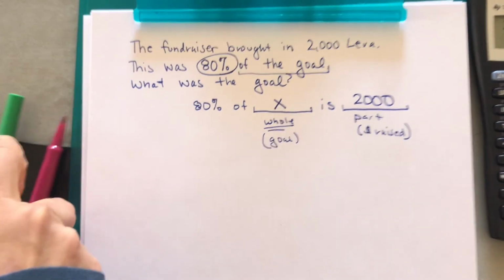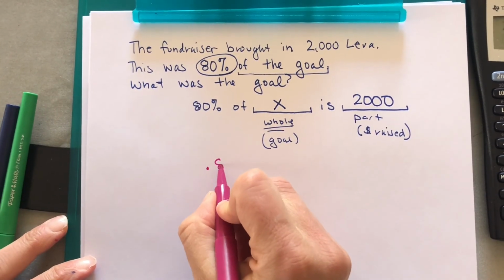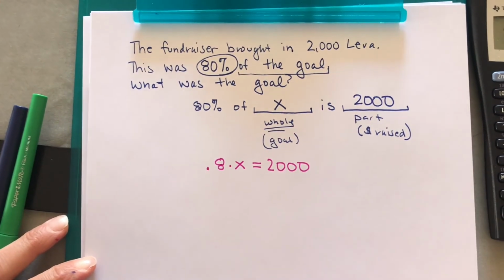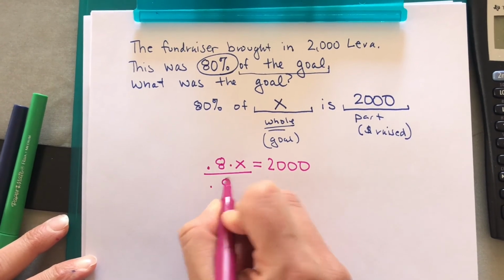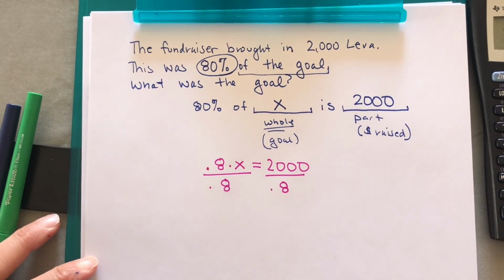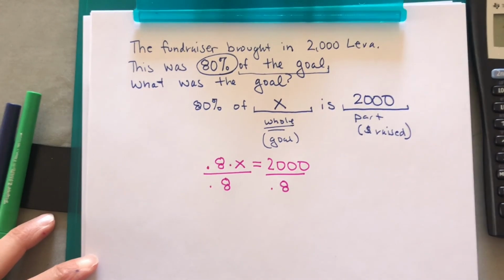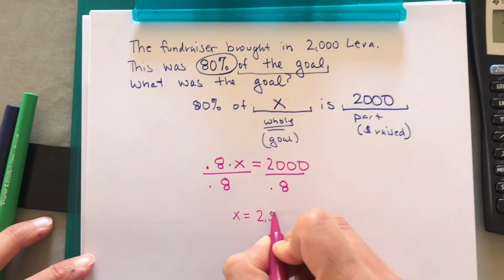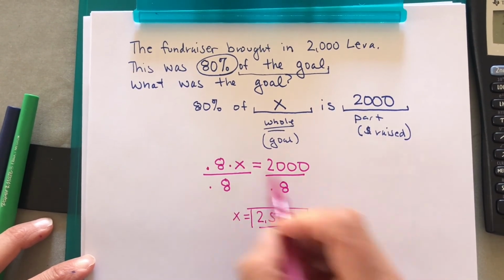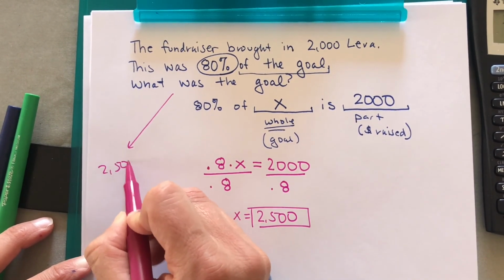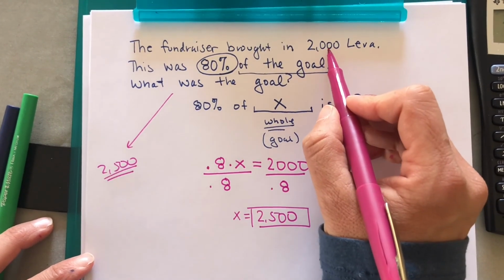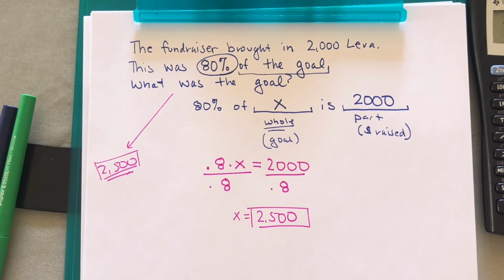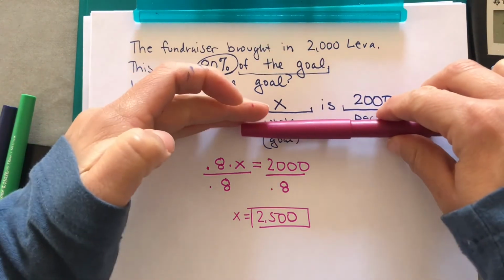So if I write that in an equation, I get 0.8 times x equals 2,000. And I'm going to divide both sides by 8/10. And I get 2,500 leva. So the original fundraising goal was 2,500 leva. We raised 2,000, which is not quite all of the goal, just part of it. So when you have a word problem, the goal is to translate it into a sentence and then an equation.